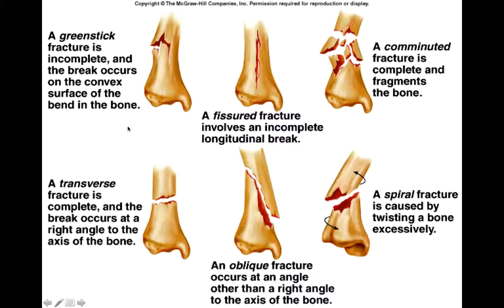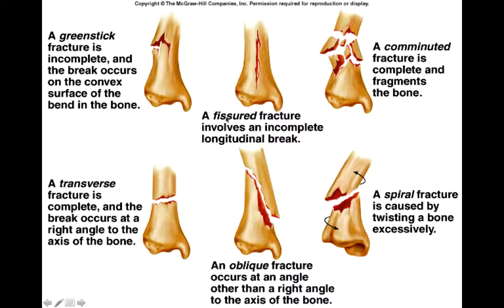All right, bone breaks. Bone breaks happen because of a variety of reasons. It's not always just bones getting older and weakening. Sometimes we just hit them. A greenstick fracture is an incomplete break. Quite often greenstick fractures happen across an epiphyseal plate. So the bone doesn't break all the way through.